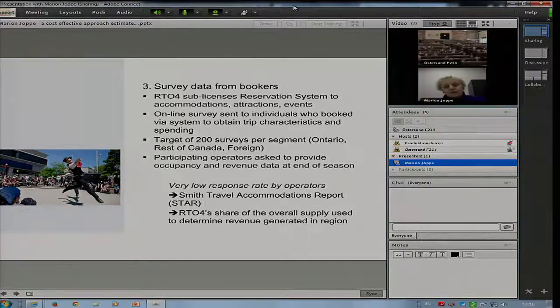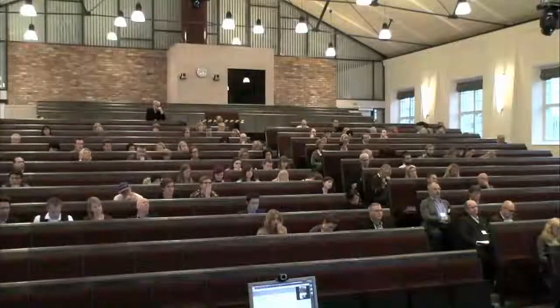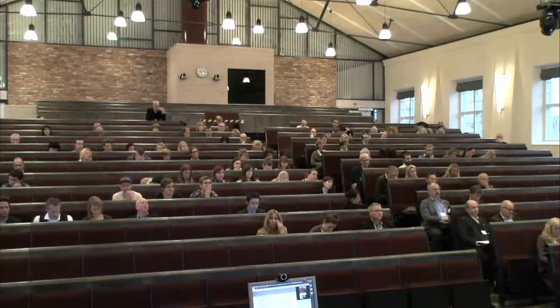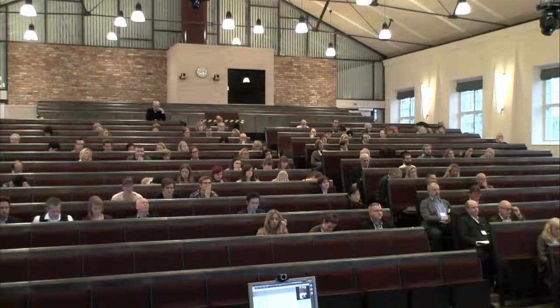Unfortunately, as was feared, the response rate by operators was very low, in spite of the fact that RTO4 repeatedly pleaded with them to work with us. Operators are simply very reluctant to share any kind of information. So we turned to the Smith Travel Accommodation Report, the STAR report, which tracks accommodation and has a very strong database of roofed accommodation and can calculate really the region's share.